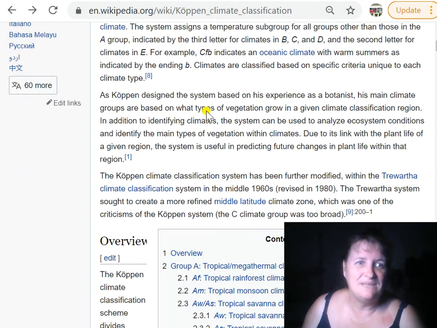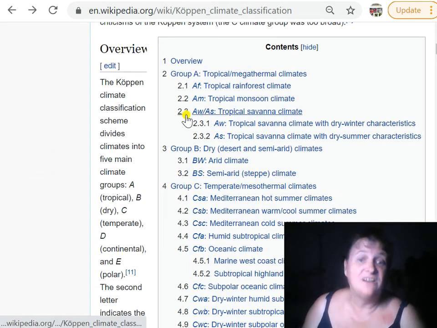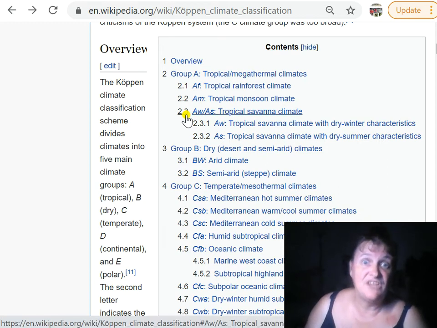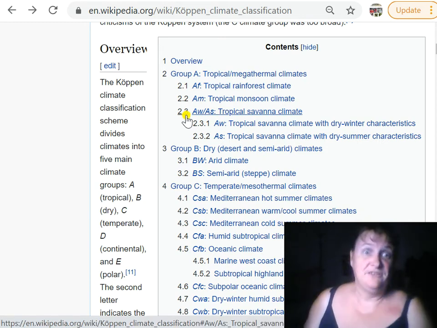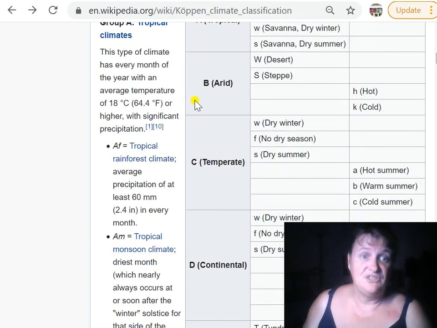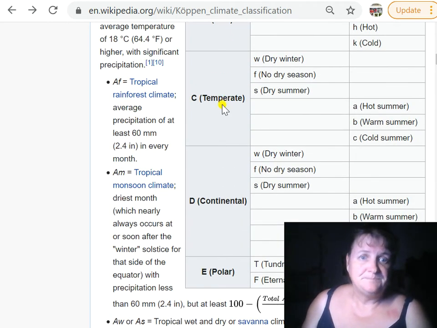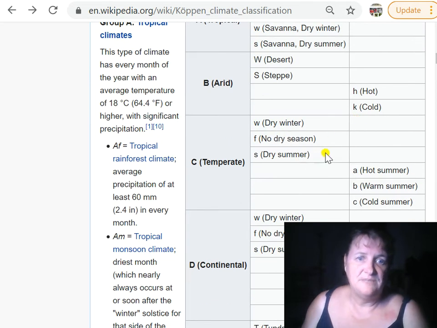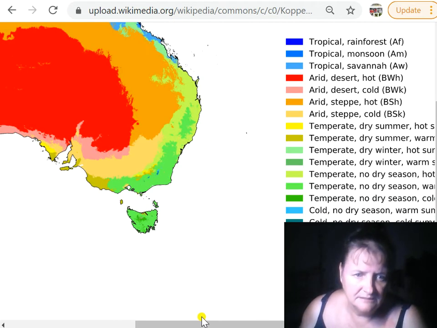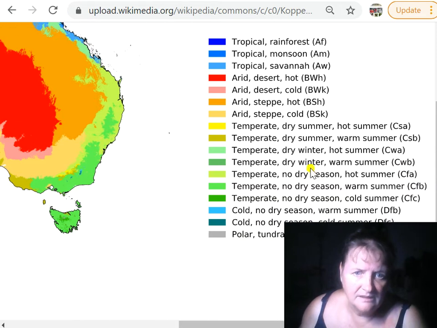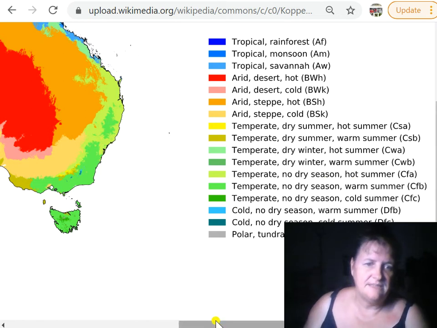There's a lot more information on this Wikipedia page, and I'll leave a link to this in the description so that you can check it out and see how your area is affected and which climate classification you've got. So you've got 2 areas in the temperate section, and we've got the hot summer and the dry winter. Oh, that's not what it said. I think it's that one. CFA. Sorry, we're CFA.